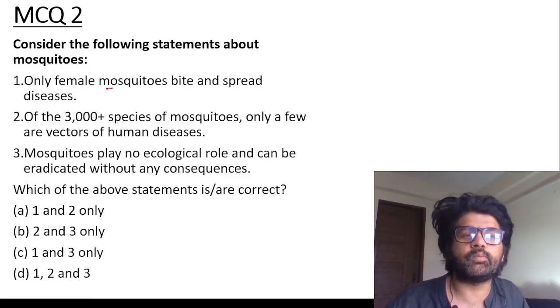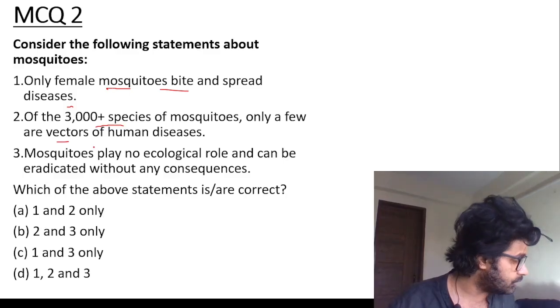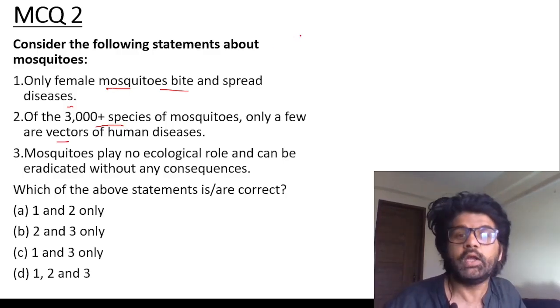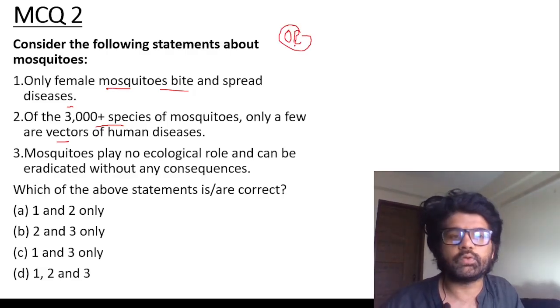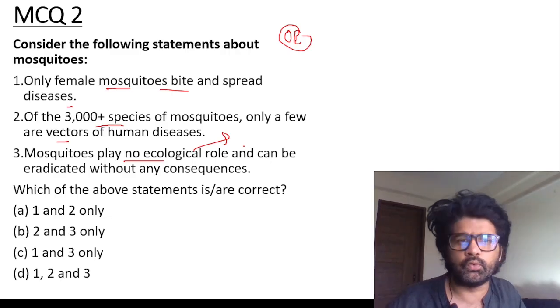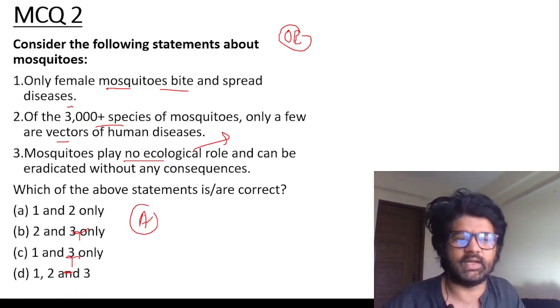Consider the following statements about mosquitoes. Only female mosquitoes bite and spread diseases. Of the 3,000 species of mosquito, only a few are vectors. Mosquitoes play no ecological role. In these kinds of questions, when you get confused, what do you have to do? Guys, do option elimination. We know mosquitoes do play an ecological role, as pollinators and fish food. So the third is wrong. Eliminate that option. So A is the answer.